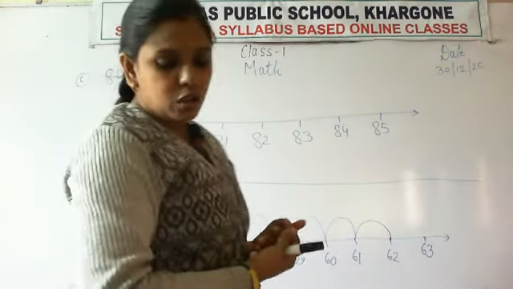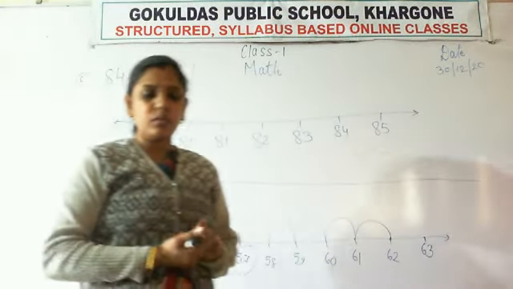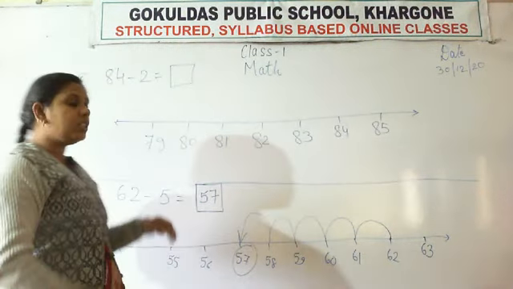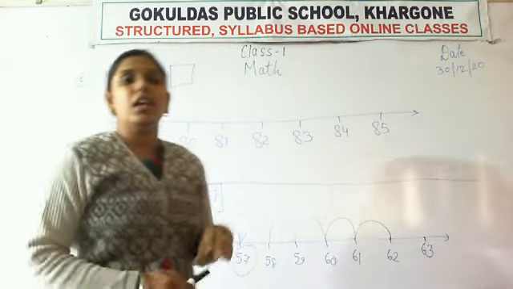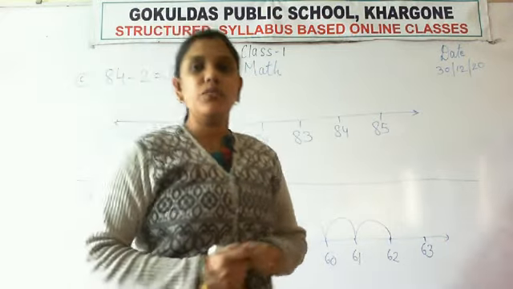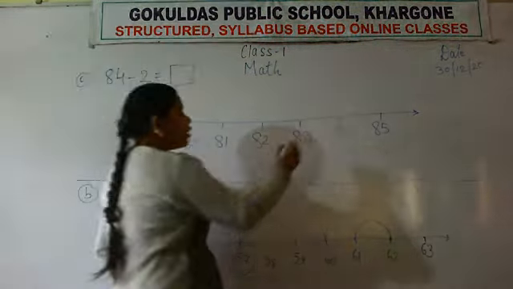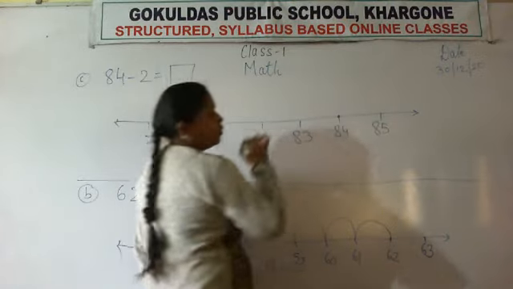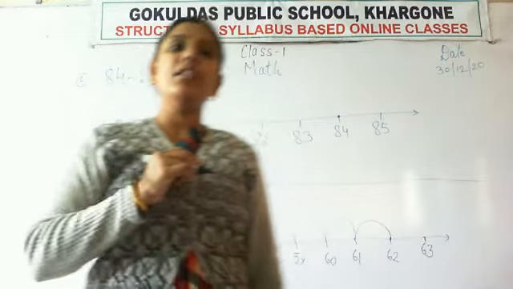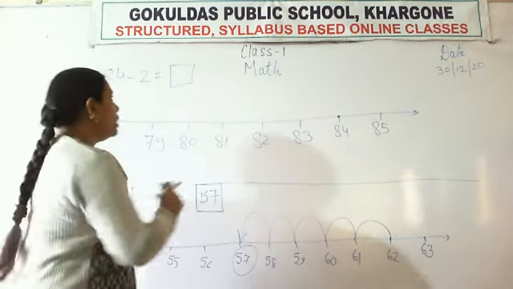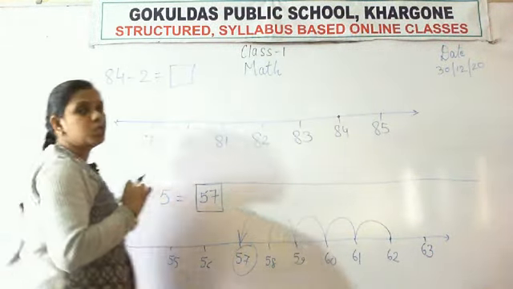Okay. So first of all, we are on which number? First see what is the question. 84 minus 2. That means we are on which number? We are on number 84. So how many steps we have to move? In backward direction, 2 steps.